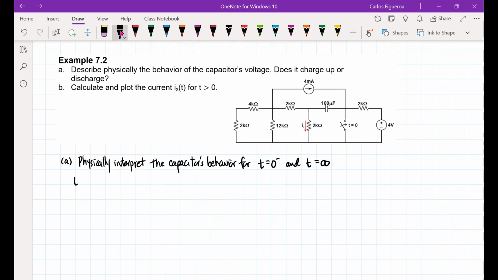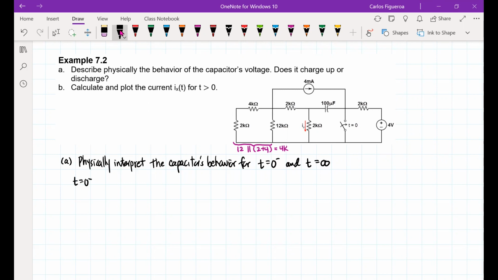So at t equal to 0 minus, the first thing that you should note here is, look at this guy right here. Note that I can combine these into one resistor. So this is going to be 12 parallel to 2 plus 4, and that's going to give me a single resistor of 4K. I don't really need the values, but that's just one resistor.